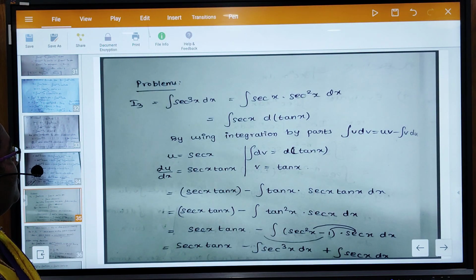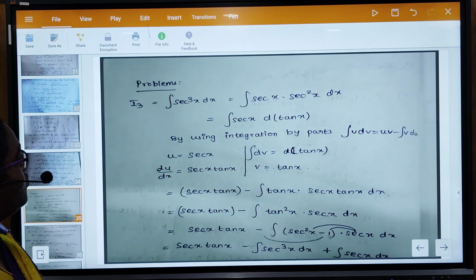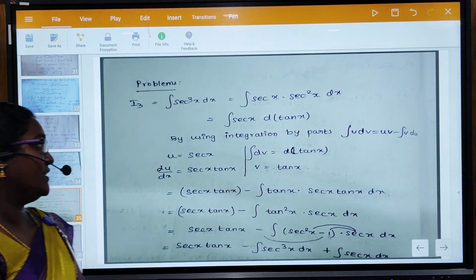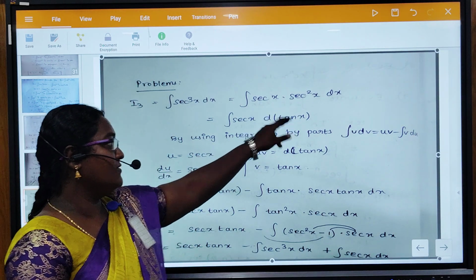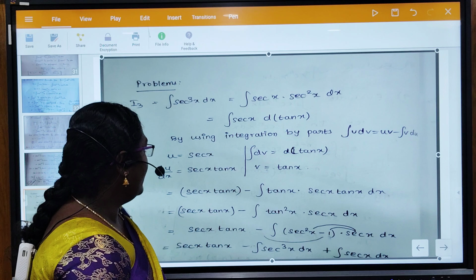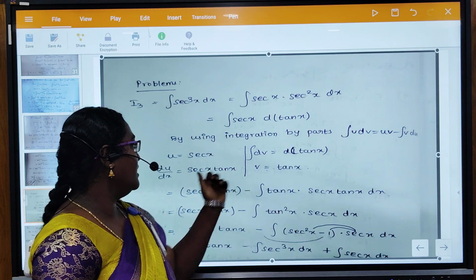So we'll see a few problems based on secant power n x dx. Here we are having secant cube x. Secant cube x can be split as secant x into secant square x. This secant square x can be written as the differentiation of tan x, by using integration by parts. So again we are using integration by parts: integral u dv is equal to uv minus integral v du.